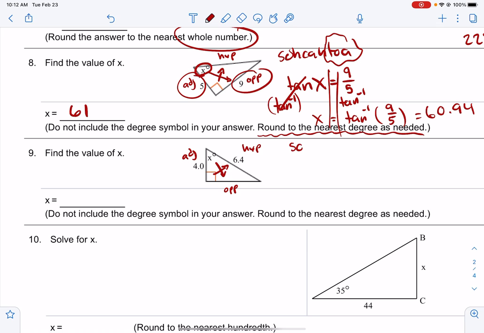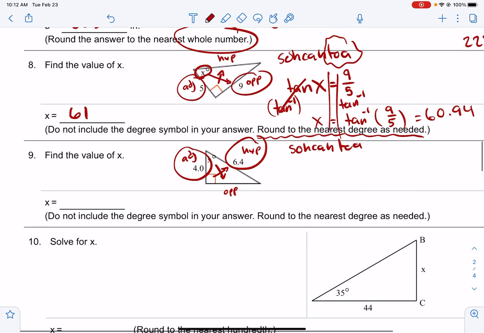So when I think about Sohcahtoa, I've got hypotenuse and adjacent. So what uses A and H, and that's going to be the one in the middle, cosine. So I'm going to write that trig ratio. Cosine of an angle, I don't know my angle, that's what I'm looking for. So cosine x is equal to the ratio of my sides, which is the A on top, 4, over the hypotenuse, 6.4.